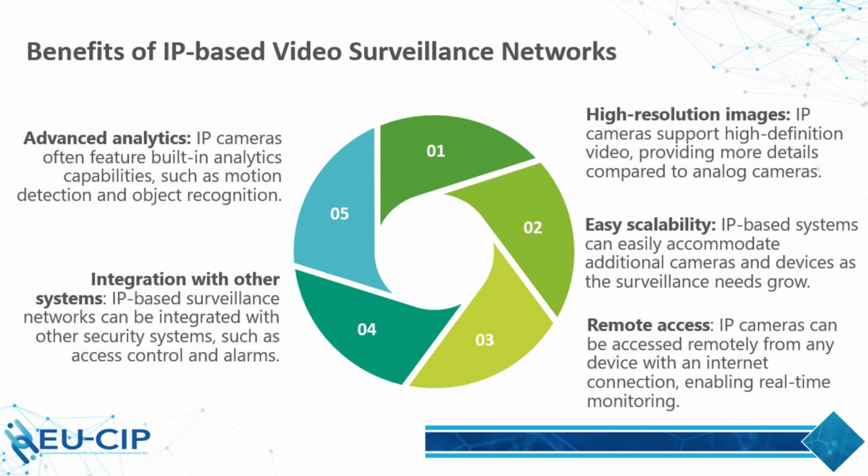Easy scalability. IP-based systems can easily accommodate additional cameras and devices as the surveillance needs grow. Remote access. IP cameras can be accessed remotely from any device with an internet connection, enabling real-time monitoring. Integration with other systems. IP-based surveillance networks can be integrated with other security systems, such as access control and alarms. Advanced analytics. IP cameras often feature built-in analytics capabilities, such as motion detection and object recognition.